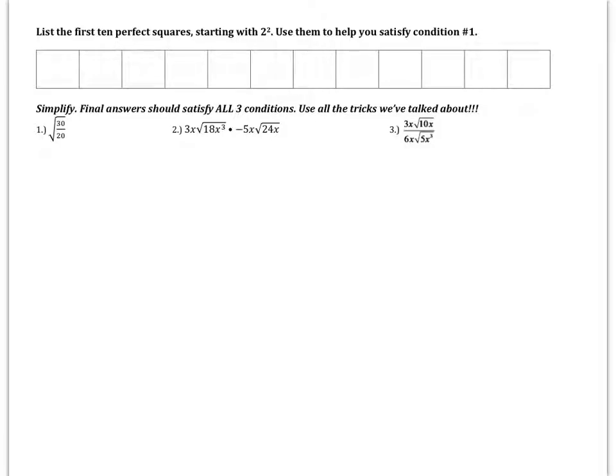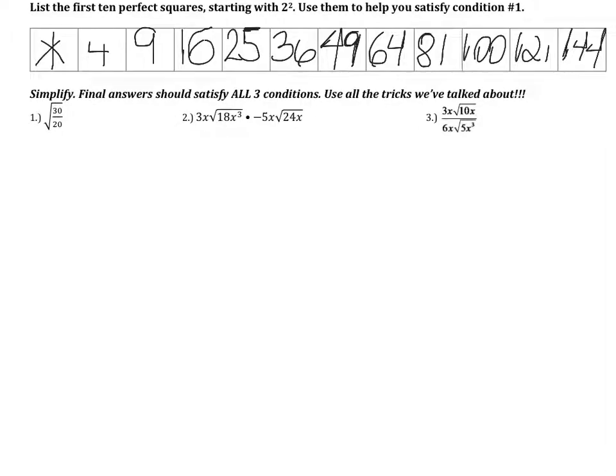So to satisfy condition number 1, it's a good idea to have our perfect squares on our paper. So stop the video and just fill those in. So let's use our perfect squares to help us when we need to satisfy condition number 1. Again, if you would like to try these first 3 problems on your own, I encourage you to stop the video and try them on your own and then tune back in. You could even fast forward a little bit to see if you've gotten them correct. But if you're completely confused as to how to start number 1, then tune in right now.